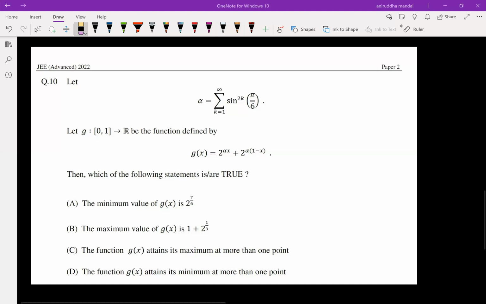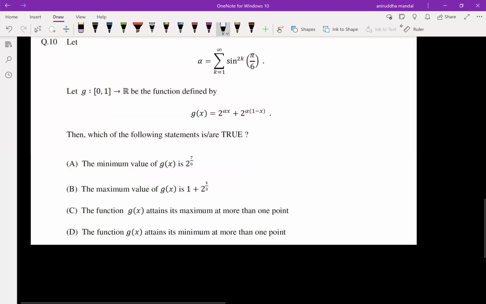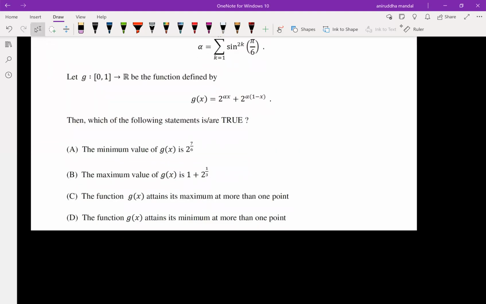So one way of doing this problem is using calculus. The second way of solving the problem is, I am proposing a different method using AMGM inequality to solve this problem.